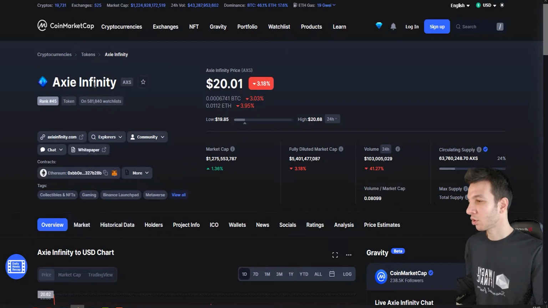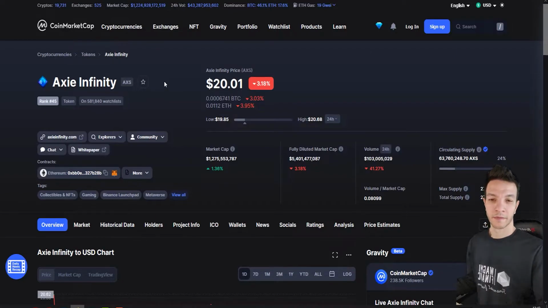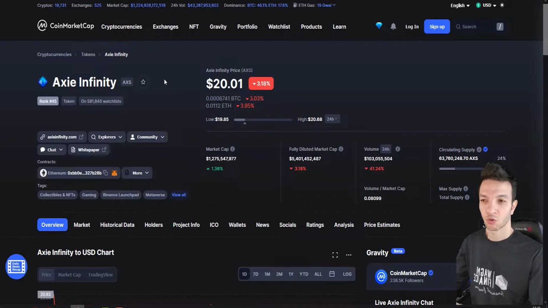You can see here this one operates on the Ethereum blockchain. As an investor, it's very important, when you want to do your own research, that you focus on the utility of the token, because the more utility a token has, the bigger the value for that project is.